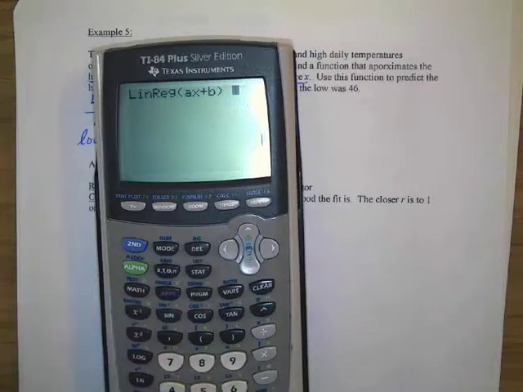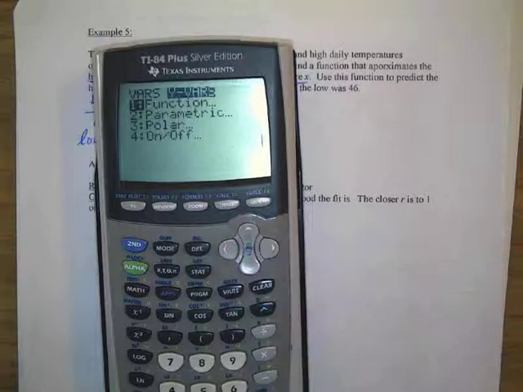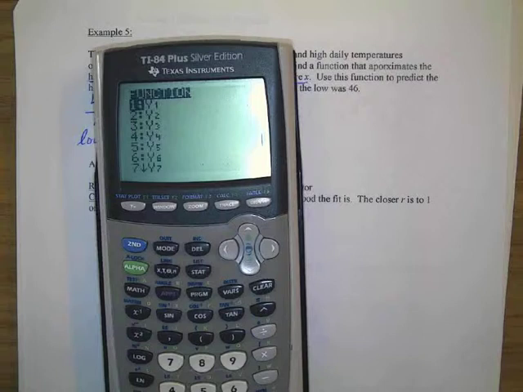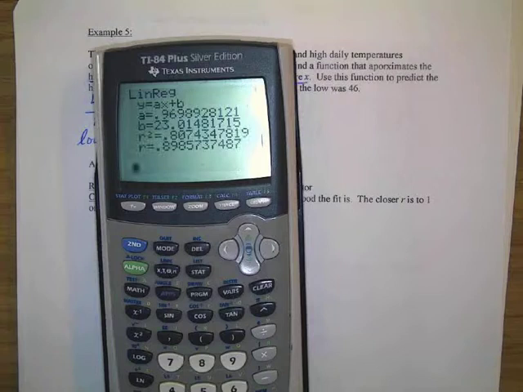So if you hit vars, go to Y vars. What mode are we in? Function. Function mode, and I want to put it into Y1. All I did was tell it to put that equation into Y1. Is that okay? And hit enter. And all this magic happens. Vars, then go to Y vars and push function.